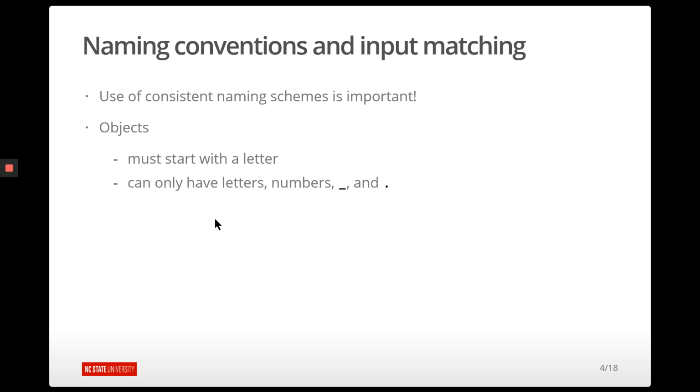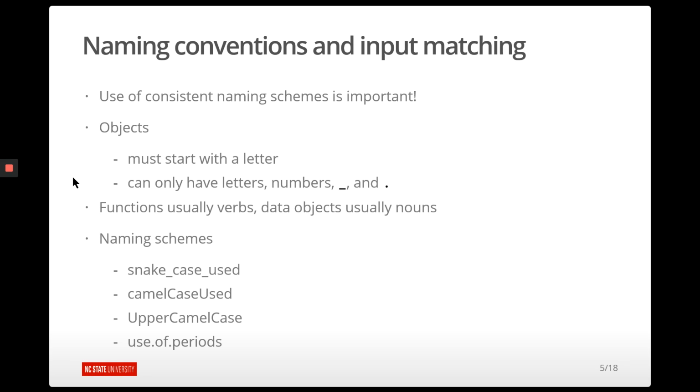Having a consistent naming scheme is really important, and it's actually a lot harder than you might think to come up with good names for things. In terms of R objects, there aren't that many restrictions on names that you give them. The main things are that they must start with a letter, and they can only have letters, numbers, underscores, and periods in their names.